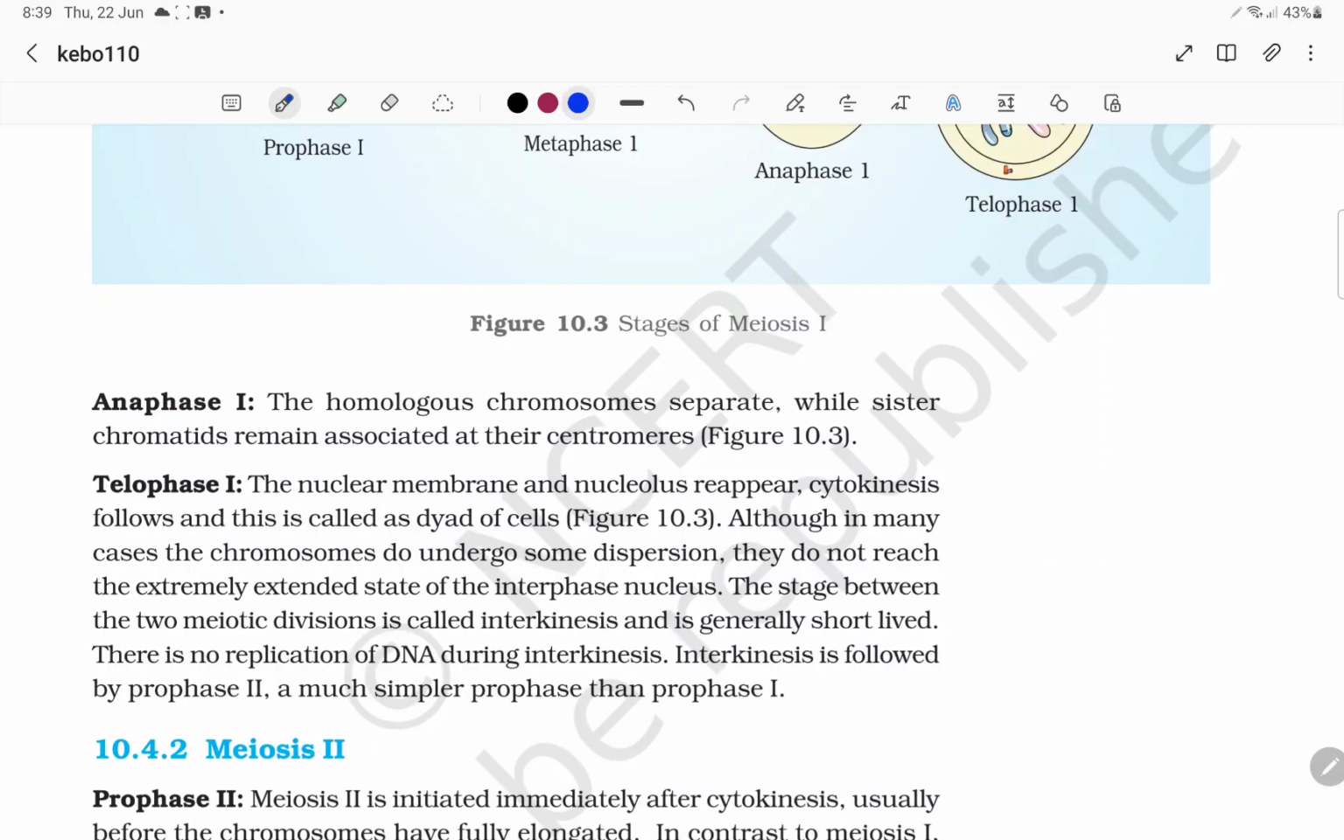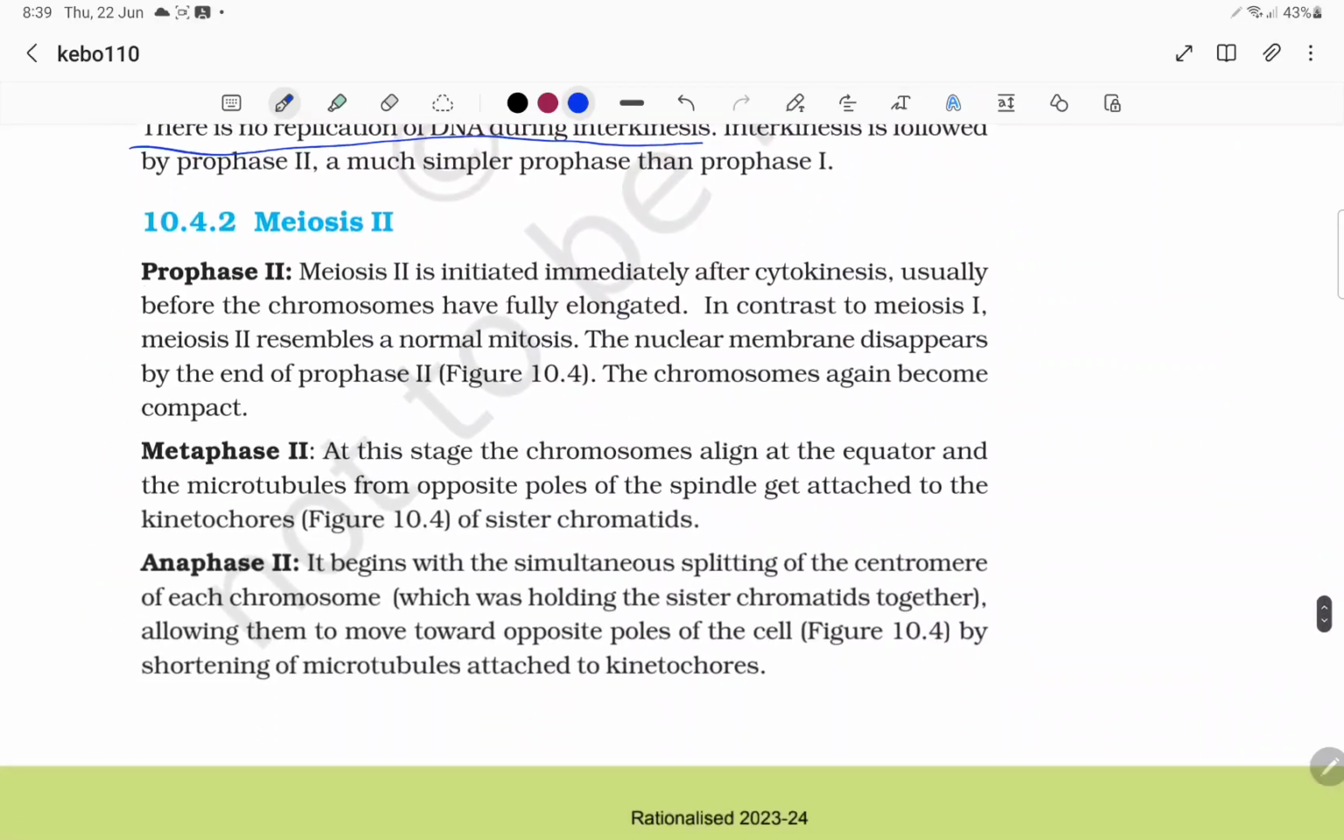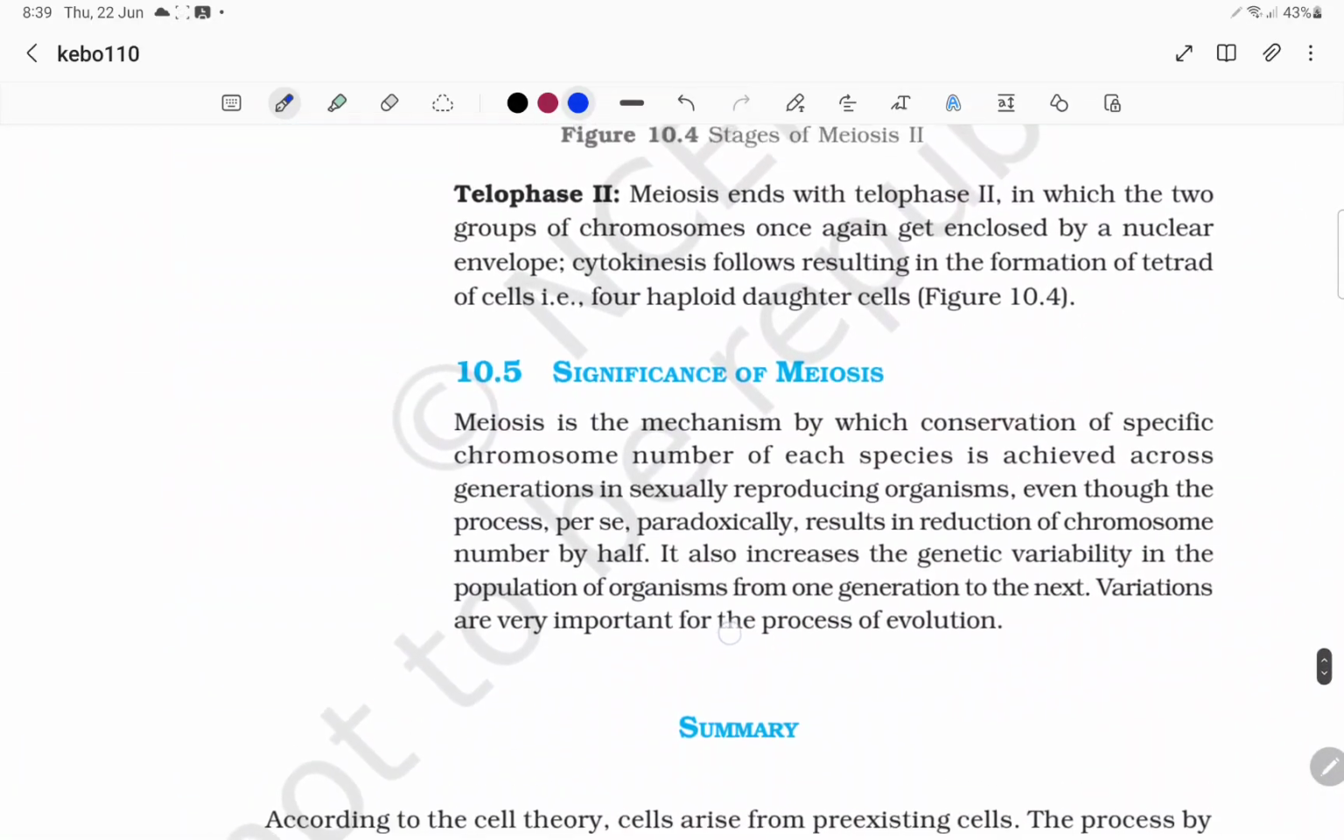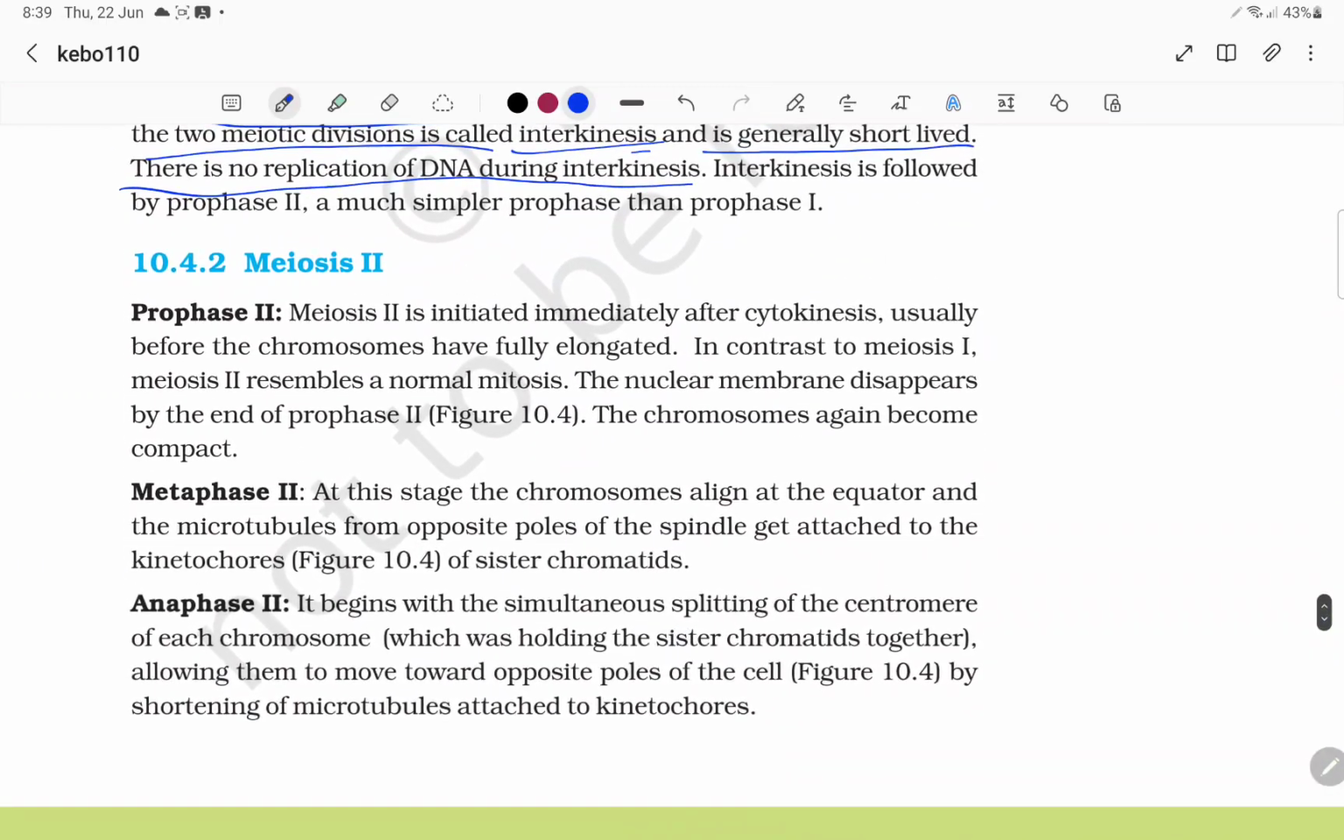Although in many cases the chromosomes undergo some dispersion, they do not reach the extended state of an interphase nucleus. So this stage between the two meiotic divisions we call interkinesis, and generally it is short-lived. And there is no replication of DNA during interkinesis. Interkinesis is followed by prophase 2, which is a much simpler prophase than prophase 1. Meiosis 2 is initiated immediately after cytokinesis.